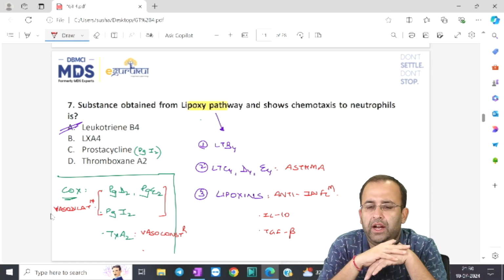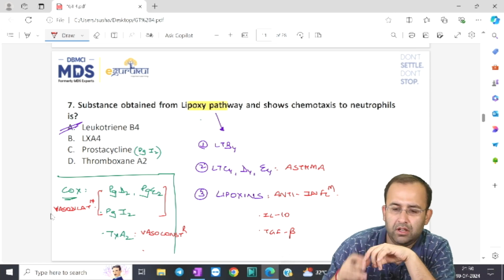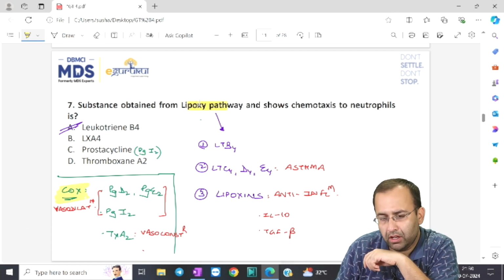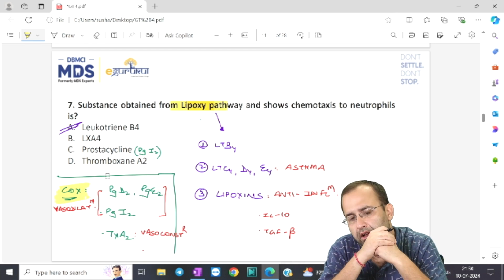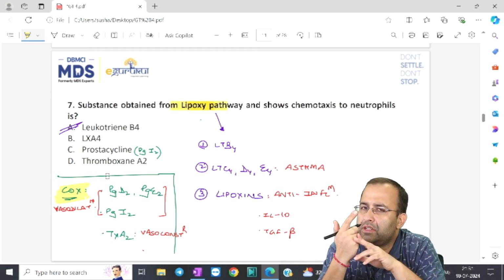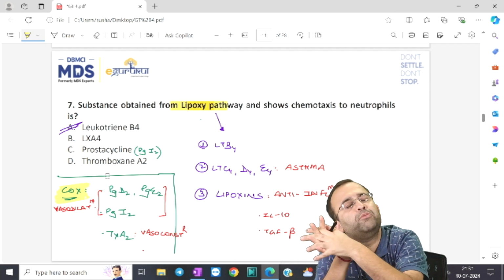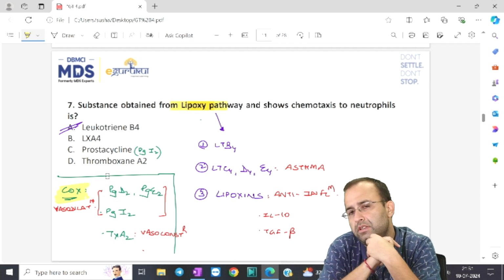This was arachidonic acid metabolism pathways. There are two main pathways: the cyclooxygenase pathway, that is COX, and the lipoxygenase pathway, LOX. The cyclooxygenase pathway produces prostaglandins, prostacyclins, and thromboxanes. The LOX pathway produces leukotriene B4, C4, D4, E4, and lipoxins.